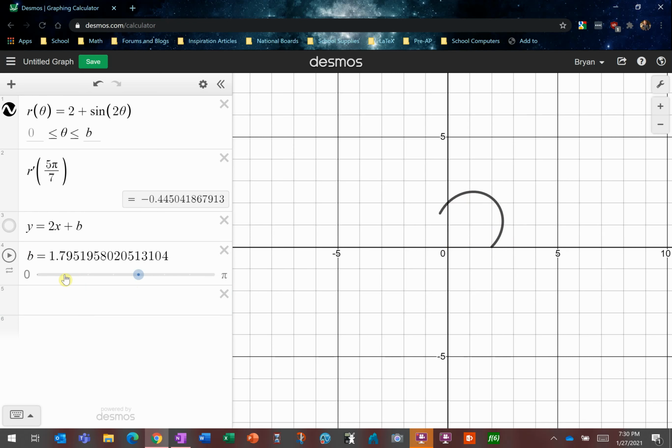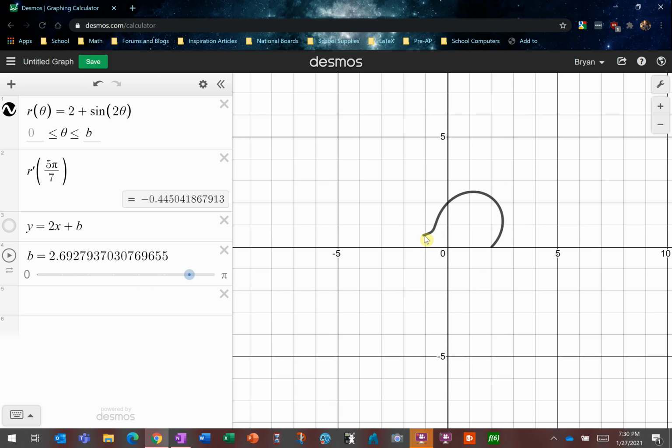Okay, as we continue over, this is 1, 2, 3, 4. Here's 5 pi over 7. Look at this radius right here. That's a really, really small radius. So from 2 down to maybe 1, but our radius is still decreasing. And then as I continue out, look over here. This radius, this is probably the smallest the radius gets.